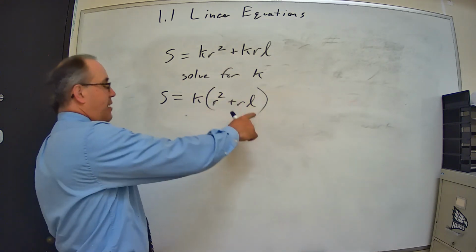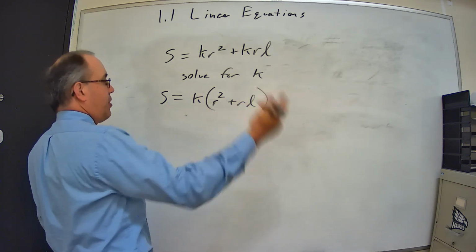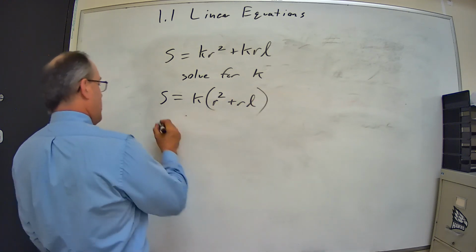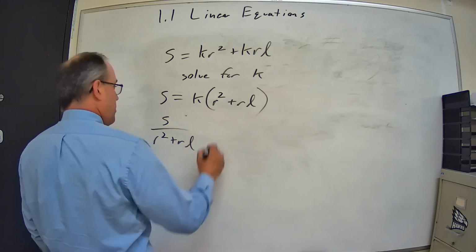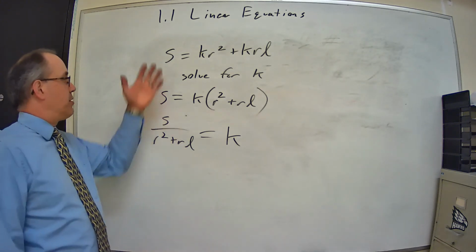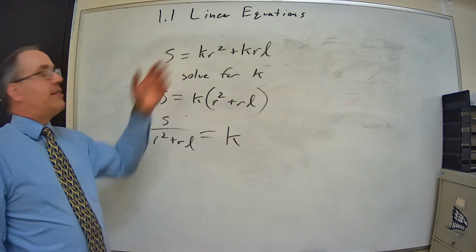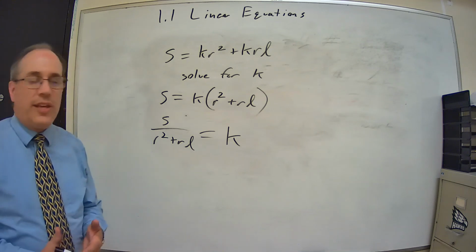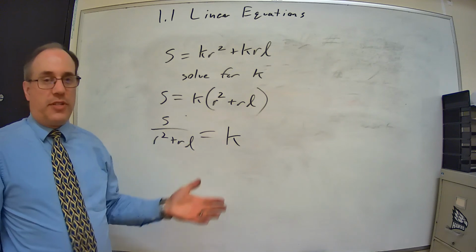Now that we have that done, how do we get rid of this? K times something. To get rid of it, we divide. So we divide both sides by r squared plus rl. So s over r squared plus rl is equal to k. And we have solved this literal equation for a specific variable. So it doesn't work any differently than if you have numbers.